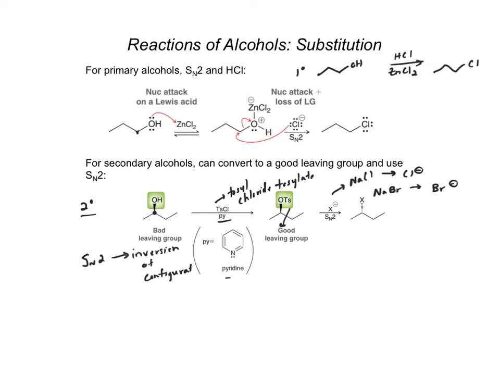right? So if we have, let's say, 1, 2, 3, 1, 2, 3. If we have an R, overall what we're going to end up with in the product is an inversion of that configuration, to S. The only thing I want to mention about this is that this reaction, taking that alcohol and turning it into that tosylate, does not change configuration. So we retain configuration here. It is only in the actual SN2-based process that we invert configuration. So it's this reaction, going from here to here, where we will actually see this inversion.